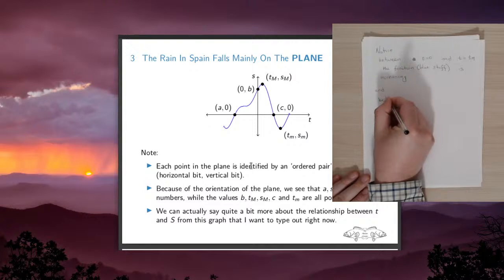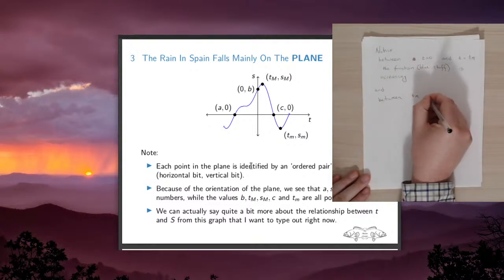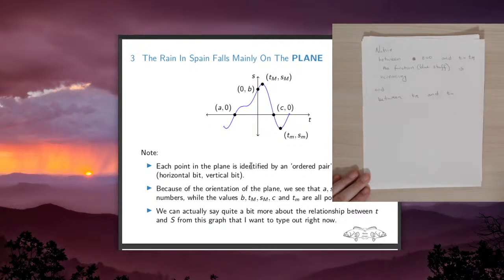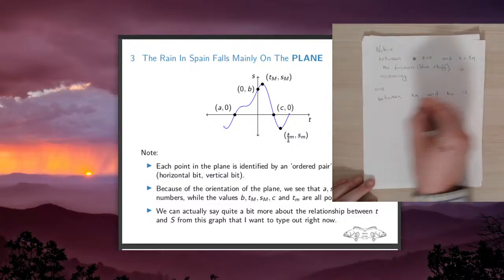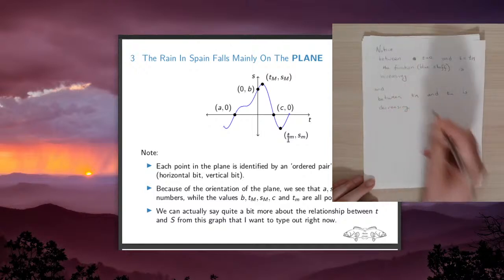between t sub big M and t sub little m, it's the exact opposite, right? Here, the function's dropping over this whole interval, right? The whole way in between this point over here and this point right here, the whole time the function's just going down.